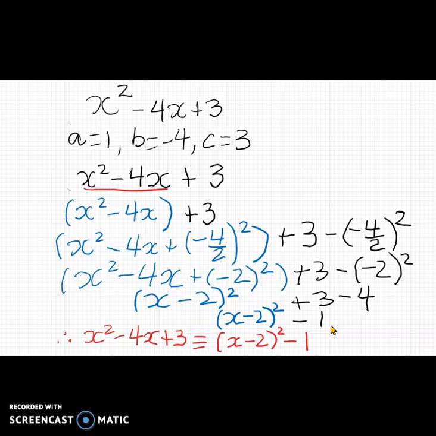Let's bring it back into the form a open bracket x plus h all to the square plus t. In this case, our a is 1, our h is minus 2, and our t is negative 1. To summarize, x squared minus 4x plus 3 is equivalent to x minus 2 all to the square minus 1. This is how we go about completing the square for when a is equal to 1.